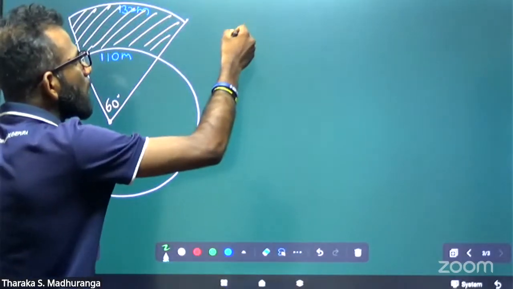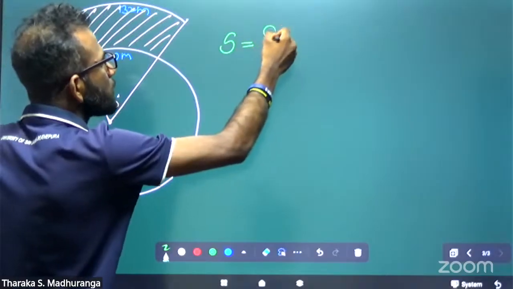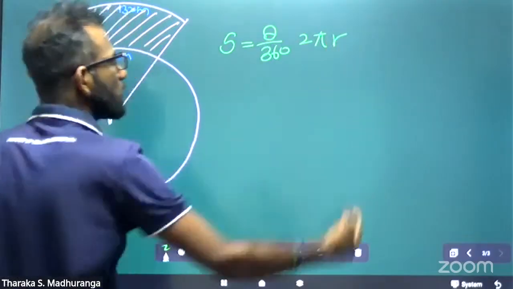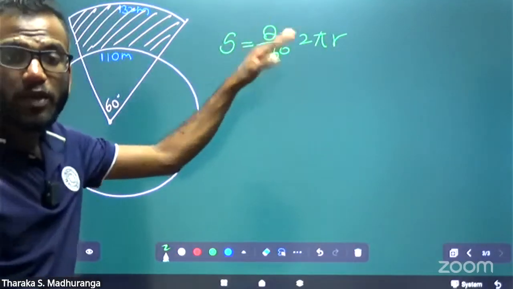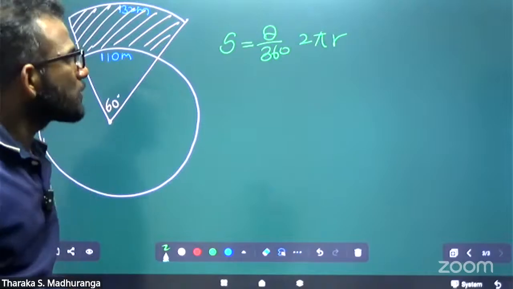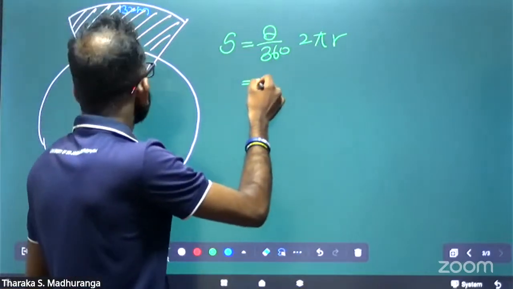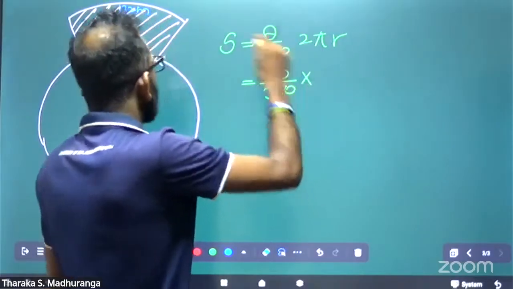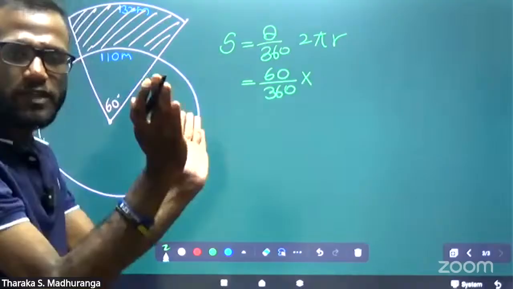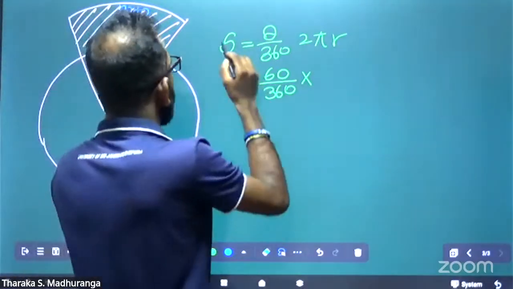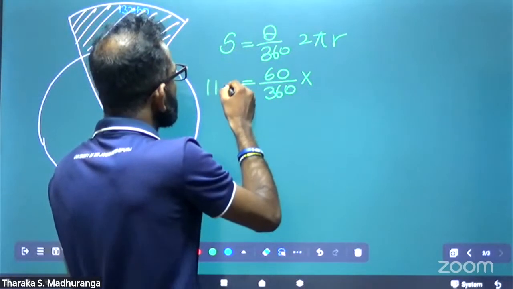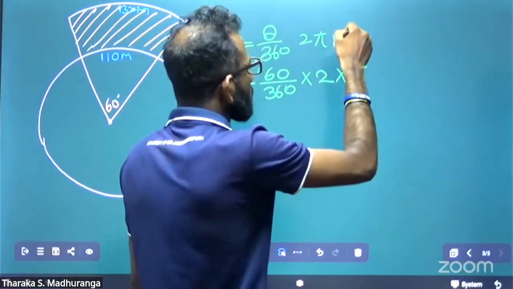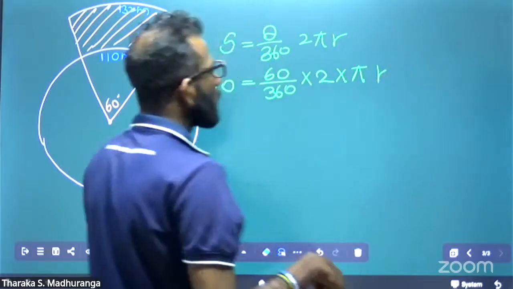The arc length is equal to theta over 360 times 2 pi r, that you already know. That's one method. You have another method also, I'll explain that one too. Theta is 60 over 360 times 2 pi r, which means a part of the circumference. The first arc length is 110, equal to 60 over 360 times 2 pi r. We don't know r.